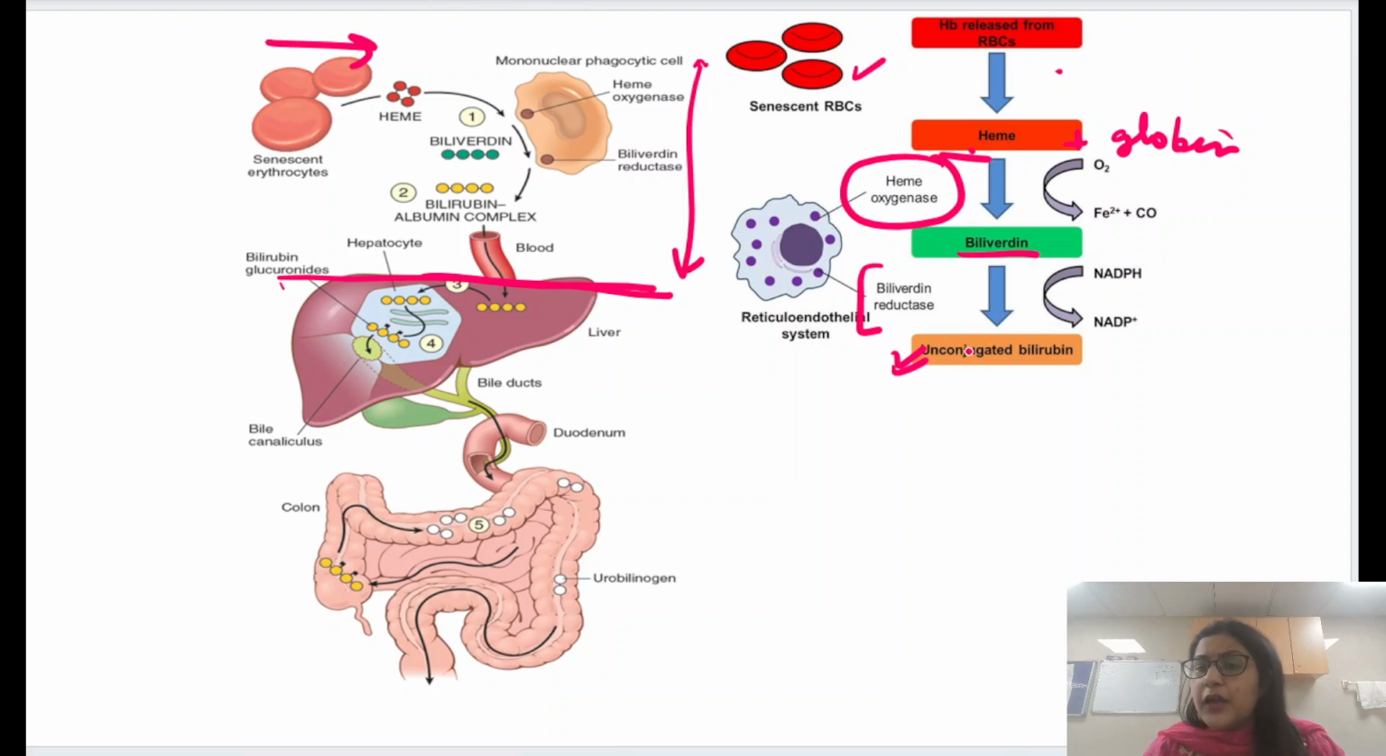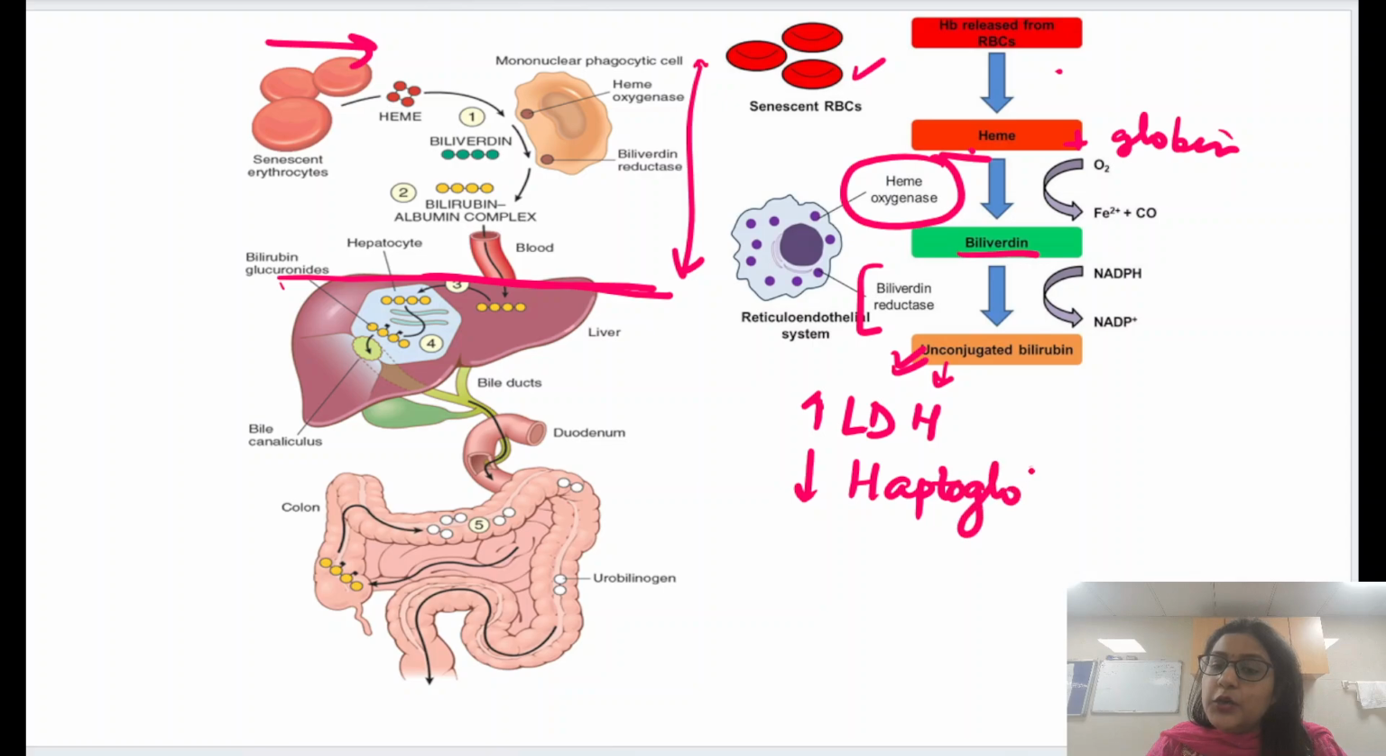So what is happening here? Because of this unconjugated bilirubinemia, apart from that, in hemolysis you will have other things, because of intravascular hemolysis there can be increased LDH, and haptoglobin may be decreased because all of this bilirubin is binding to the free haptoglobin in the blood, and these haptoglobin levels are going to go down.